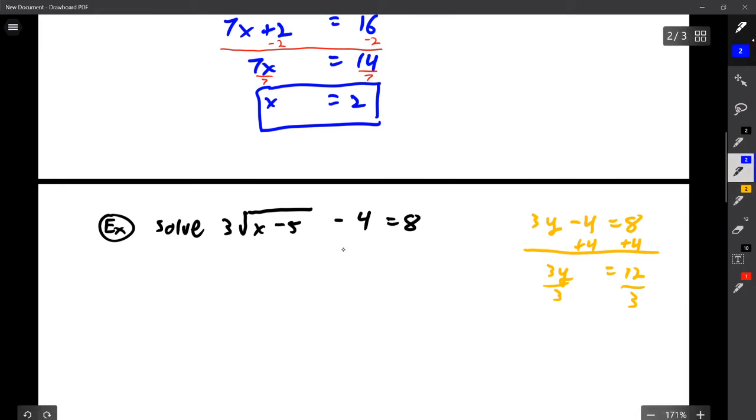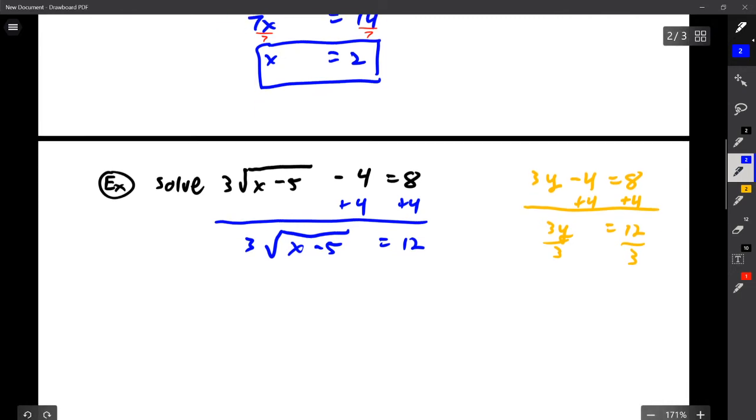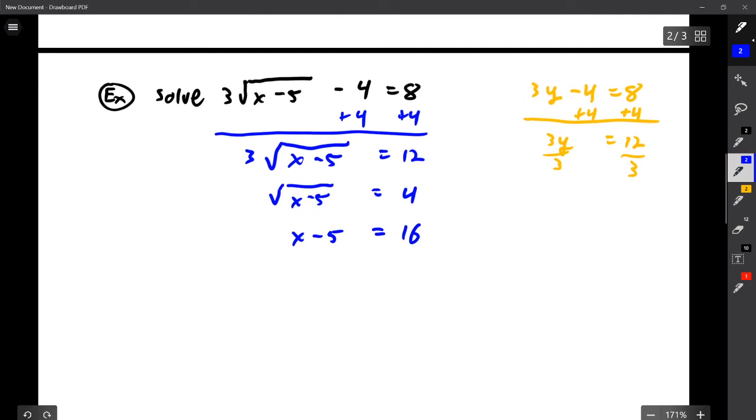Okay? So I'm going to add 4 to both sides first. And again, if you don't want to show that part, that's okay. So that gives us 3 root x minus 5 equals 12. And then I'm going to divide both sides by 3. That's going to give me root x minus 5 equals 4. Now I can square both sides. Squaring the left-hand side frees the x minus 5. Squaring the right-hand side gives me 16. Add 5 to both sides, and I get x equals 21.